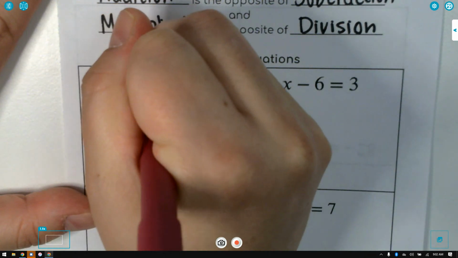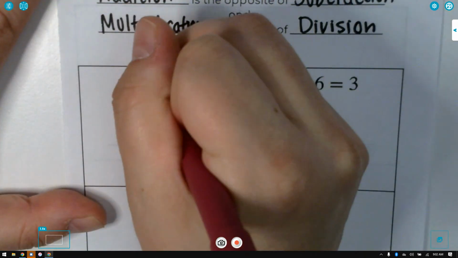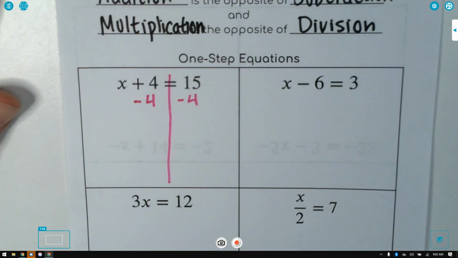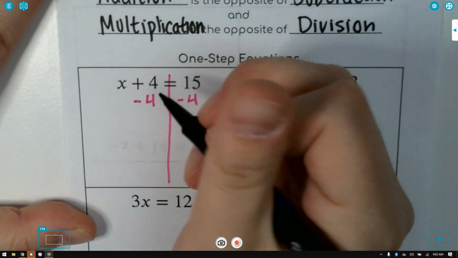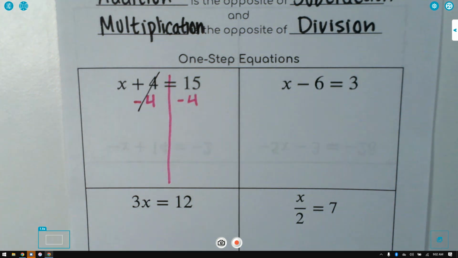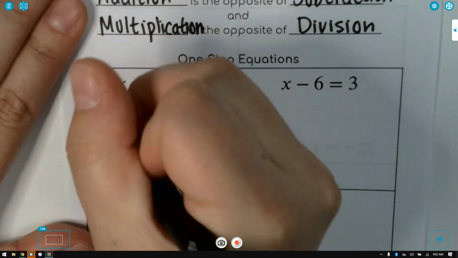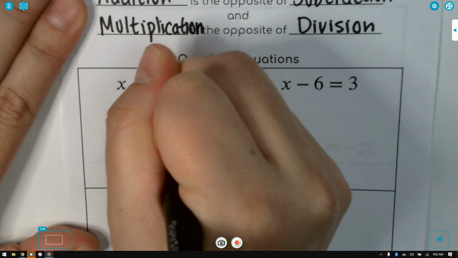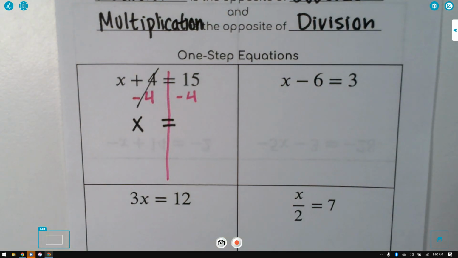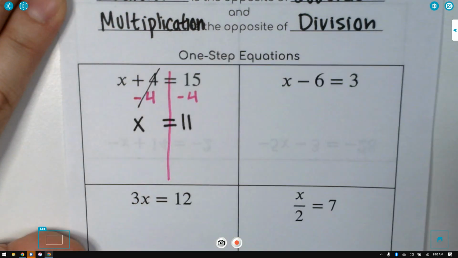Everything we do on one side of an equal sign, we do on the other side of an equal sign. If it helps you to draw a line down the equal sign, do it. So we subtract 4 on both sides. On the left side, this plus 4 and minus 4 cancel out. That's why we're doing the opposites, because they cancel each other out. So now we just have x on the left side of my equation. And on the right side, we can do the math now. 15 minus 4 is 11.